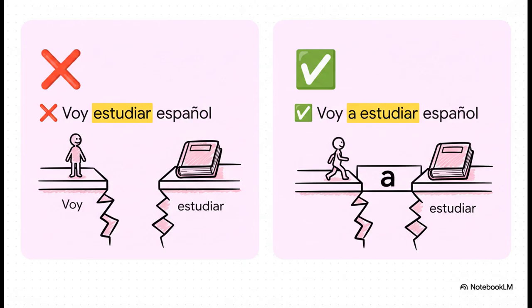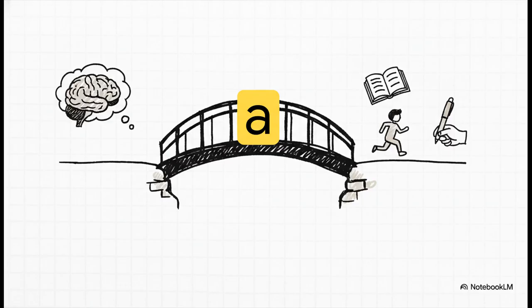Now, this next trap shows how a tiny one-letter word can make a huge difference. When you say voy estudiar español, it just feels like something's missing, right? And that's because it is. That little a is absolutely non-negotiable. Seriously, think of the a as a bridge. It's what connects your intention, the voy, or going to part, with the actual action you're about to do, like estudiar. If you take out that bridge, the whole sentence just collapses. It is 100% mandatory. Don't forget it.